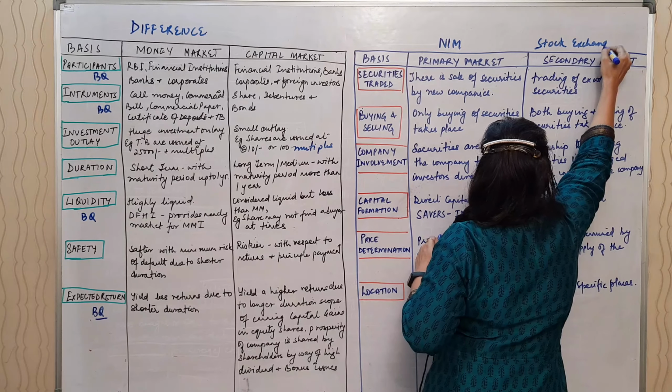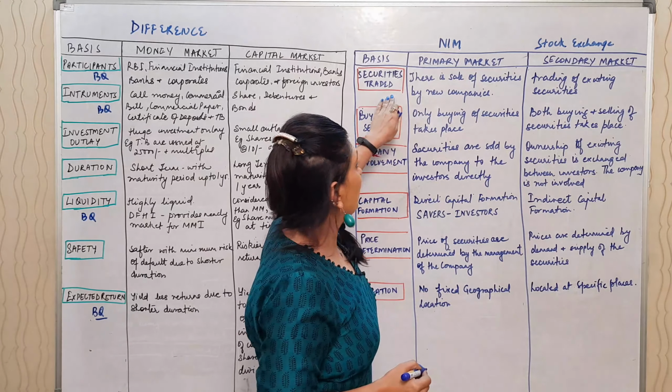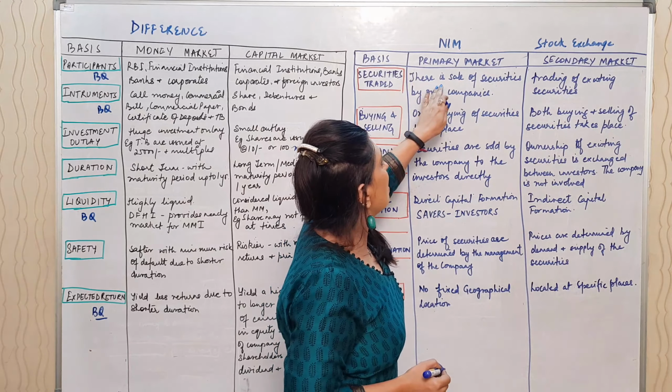When we talk about the securities traded in the primary market, there is sale of securities by new companies. So only securities are sold here. When we talk about the secondary market, it is trading of existing securities, that is, already sold securities are bought and sold by other people. In the new issue market, only buying of securities takes place. We do not sell securities here, no selling takes place. But in the stock exchange, both buying and selling of securities take place.